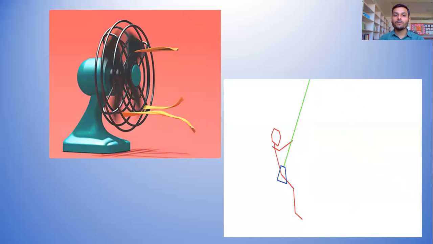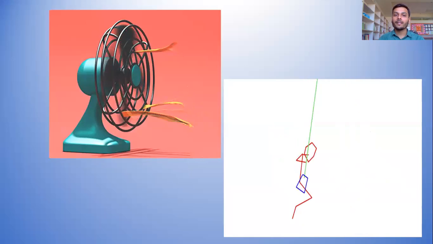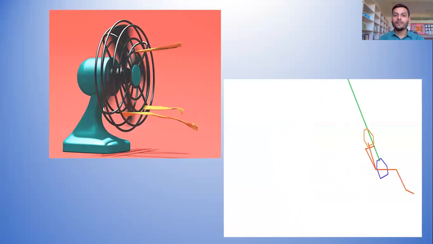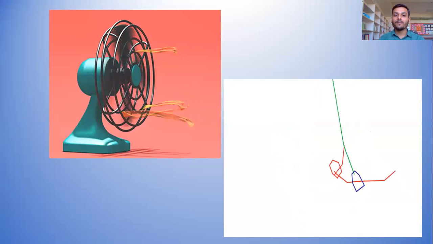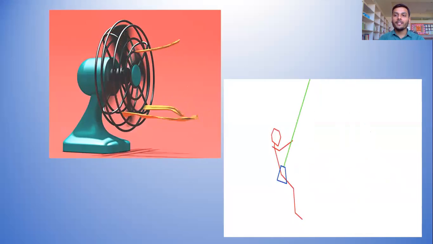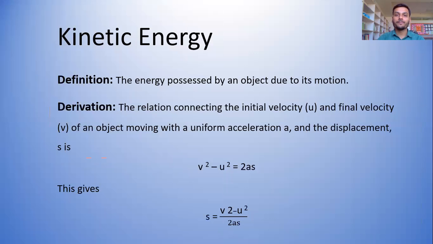In this slide, what you can observe? Exactly, that is a moving fan and moving swing. So it indicates the word motion. So yes, the energy due to the motion is called as kinetic energy. So that is the definition for our kinetic energy. The energy possessed by an object due to its motion is called as kinetic energy. Now let us derive the equation for kinetic energy.